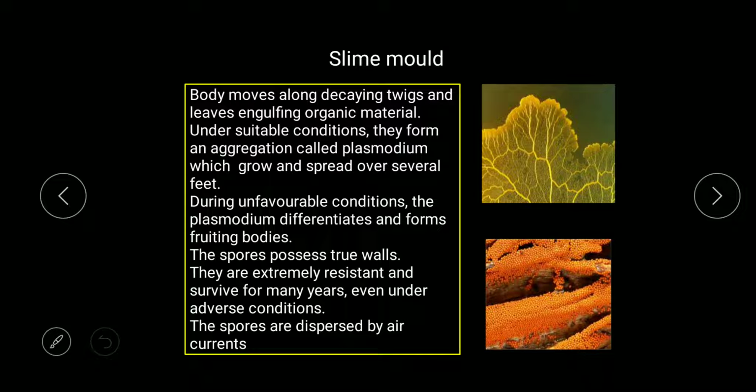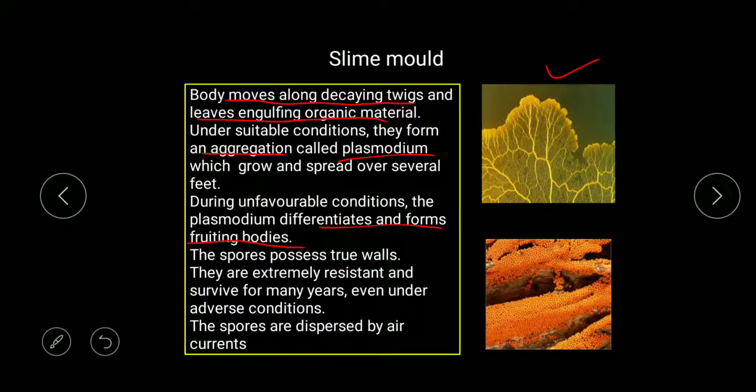Here you can see the diagram of some slime molds. The body moves along decaying twigs and leaves, engulfing organic material. Under suitable conditions, they form an aggregation known as a plasmodium. Remember, plasmodium is an aggregation formed during this, and it spreads over several feet. During unfavorable conditions, this plasmodium differentiates and forms a fruiting body.